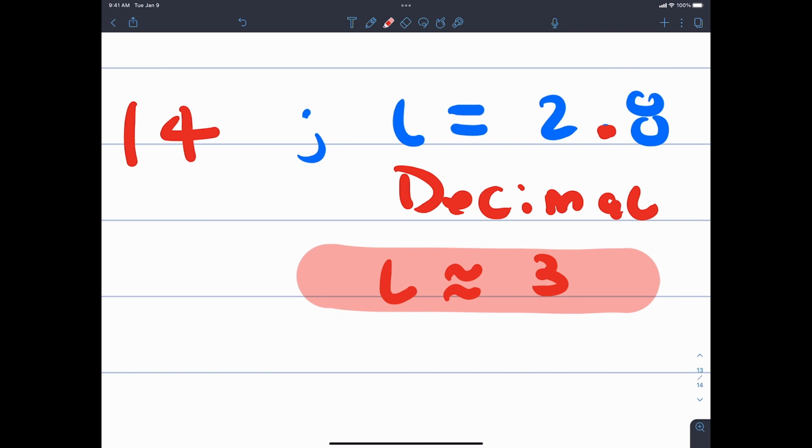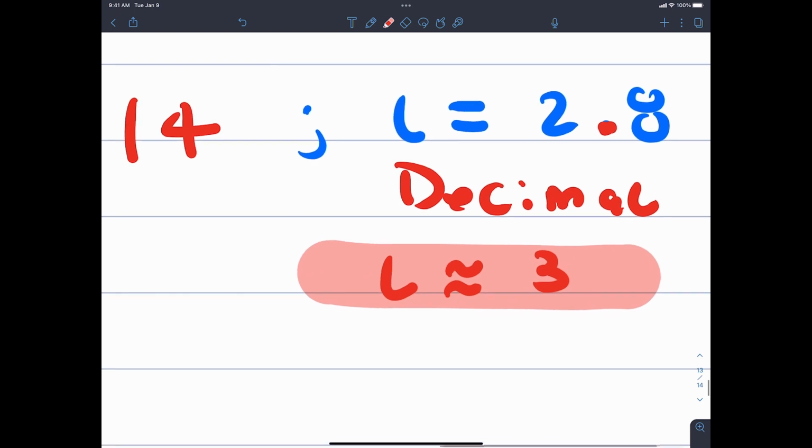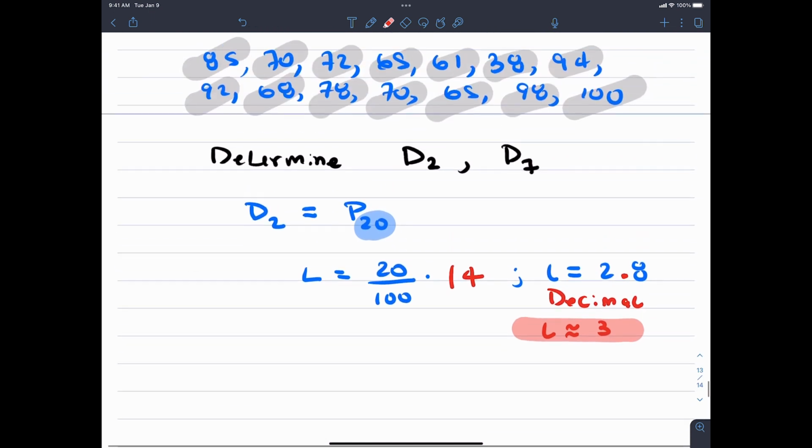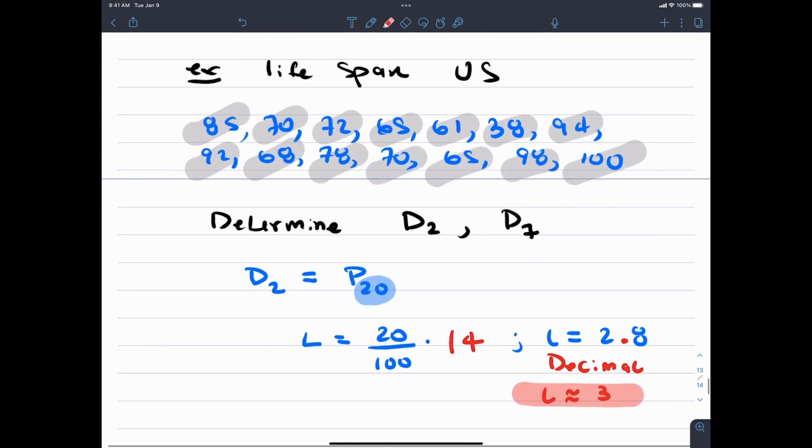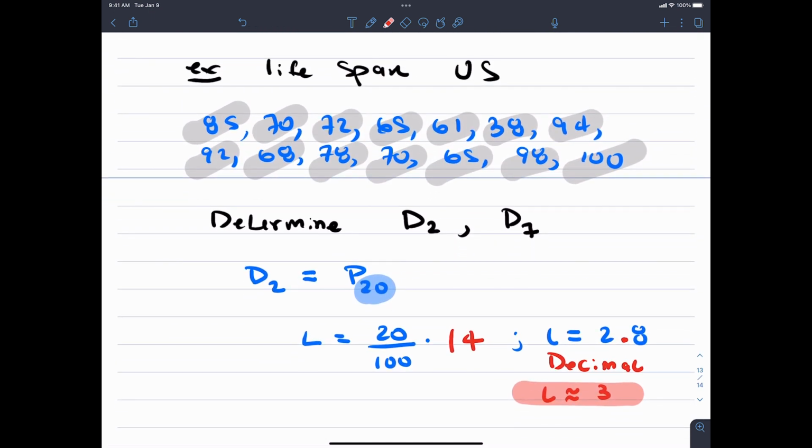Is that right? So does anybody know, what do I need to do now if I know the locator value? What do I have to do? We talked about this yesterday. You got to look at your sorted data. What's the problem? Your data's not sorted. Yes. When are you going to get to your homework? The night before a test?